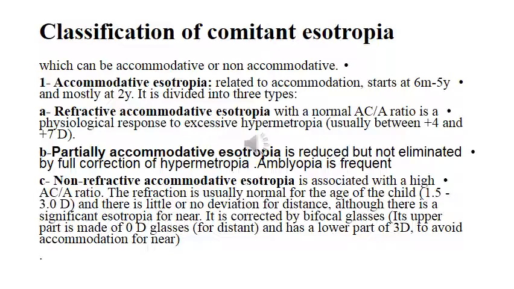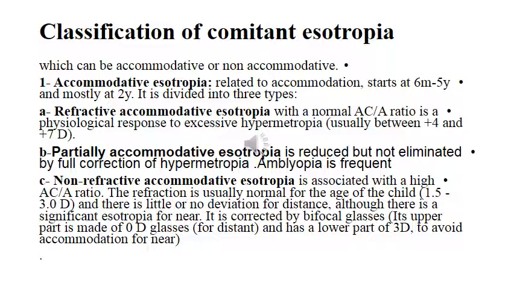You can see this is with a normal ACA ratio, I mentioned this phrase. What we mean by ACA ratio is the accommodative convergence to accommodation ratio. In this type of esotropia, there is normal accommodation and normal convergence. Normal ACA ratio, there is no problem with accommodation and convergence. So the esotropia is merely connected to excessive hypermetropia.